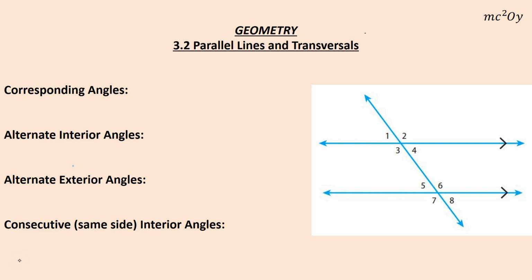Okay, 3.2, parallel lines and transversals. When you have parallel lines and a transversal going through them, they form different types of angles, and those angles have special properties.